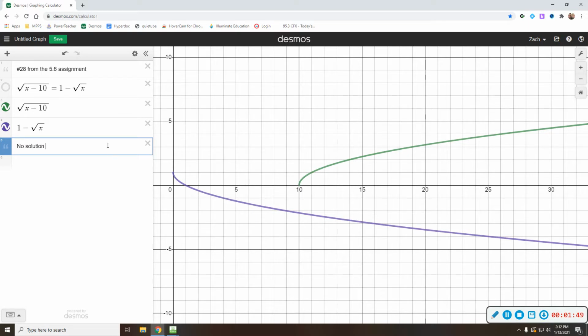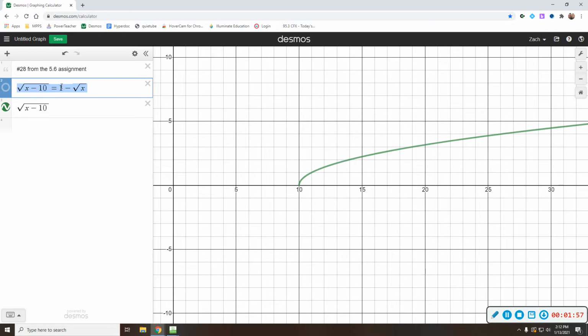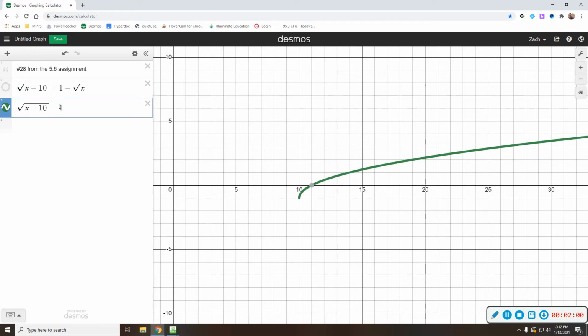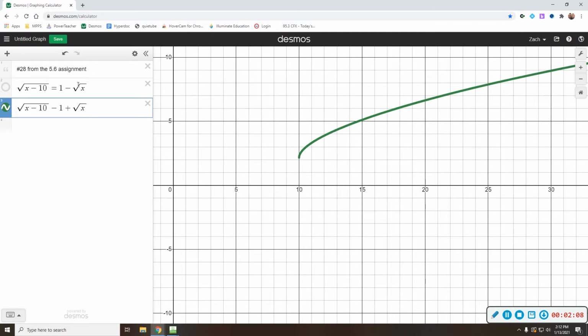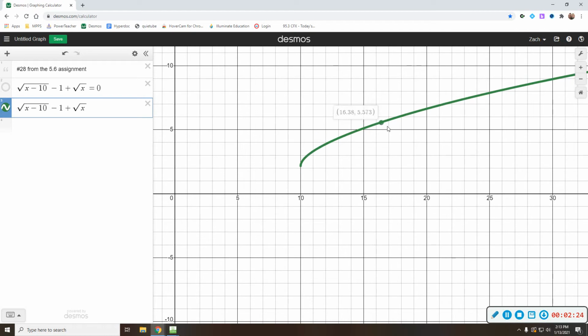Okay. I want to show you the zeros method. So if I was to move everything to one side of this equation here, I'd subtract 1, and I would add the square root of x to the left-hand side. So if you're writing this down, you would end up with square root of x minus 10 minus 1 plus square root of x equals 0. So that would be your equation. And you'd graph all of this on the left, and you'd find where it crosses the x-axis. Well, you can see that the green graph here is never going to cross the x-axis. So again, we arrive at no solution.